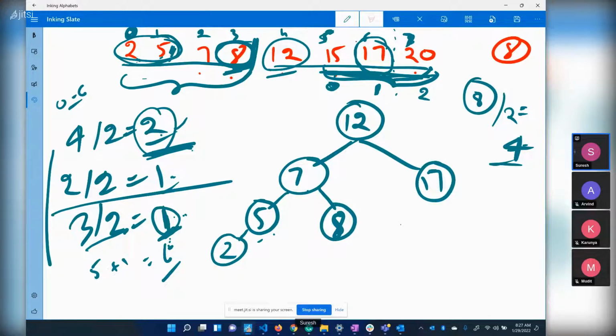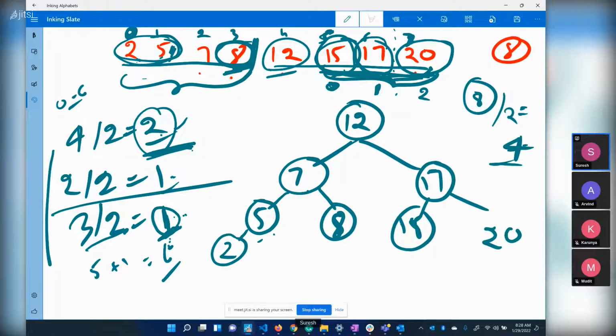Take the left subarray here and the right subarray here and do it recursively. Luckily, we have only one element. If there is only one element, you don't need to divide by 2 or do anything. Simply put 15 there as the left and 20 there as the right. See this? Now we are done.